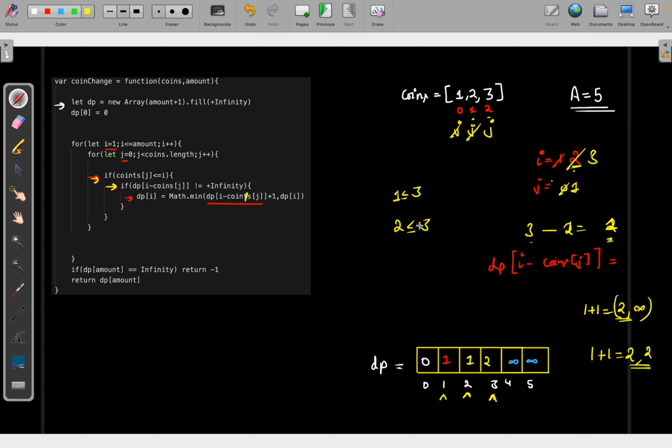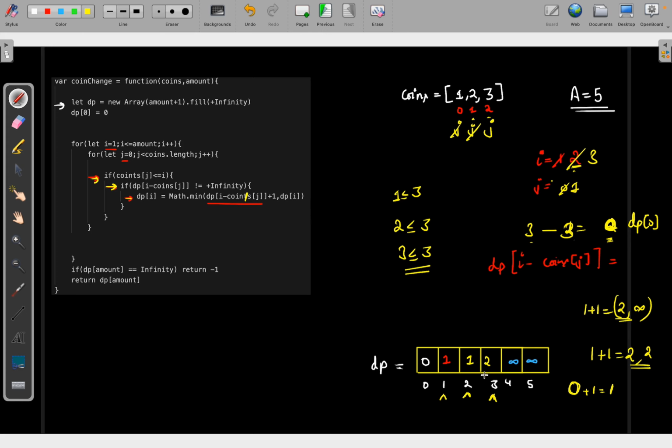Again, my j pointer will move further, right? I will check coins of j, that is 3 is less than or equal to 3. And yes, it is equal. So I will come here and i minus coins j. So 3 minus 3 will be 0. So I am finding dp of 0. And dp of 0 will be 0. It is not infinity. So I will come here and I will say that dp of i will be 0 plus 1, that will be 1, right?